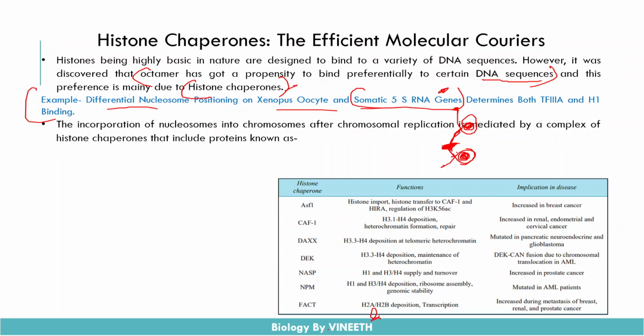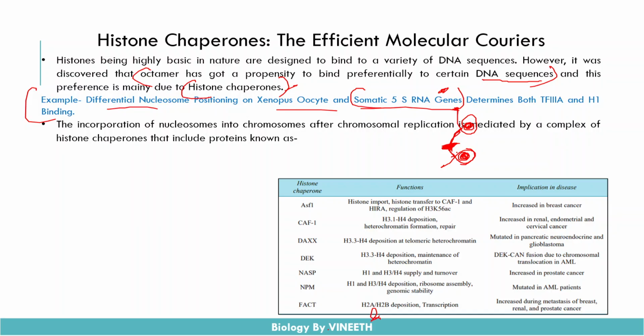So, the specificity of histone proteins binding to certain sequences: these histone chaperones are useful. They play a major role in promoting this specificity, making the histone proteins bind over specific sequences, as in the case of the Xenopus oocyte.